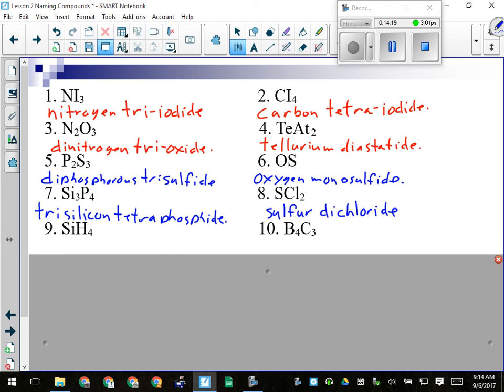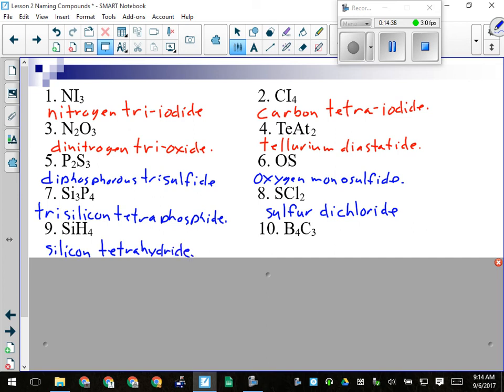Okay, and for number 9 here, 1 silicone, 4 hydrogens. What's hydrogen acting as in this case? Non-metal, right? It's listed second. Okay, so this is just going to be silicone tetrahydride. Okay, and this stuff here is going to be tetraboron tricarbide. Not that all of those actually exist as real compounds, but it's just a naming exercise. So, okay. All right, questions on any of those? Making some sense? Seeming familiar, hopefully?